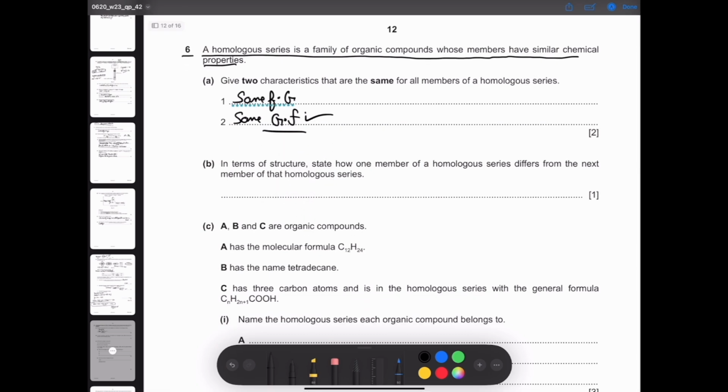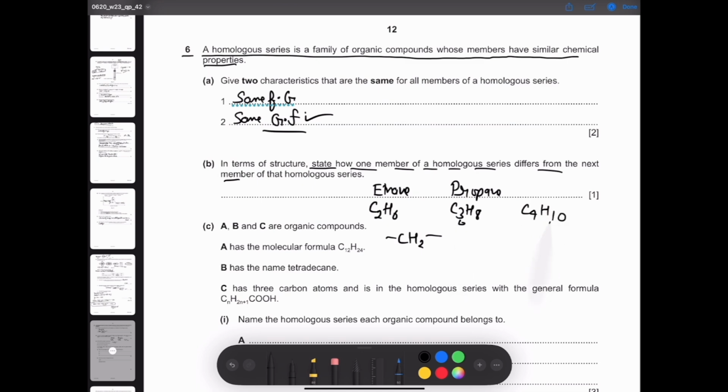Alright. In terms of structure, state how one member of homologous series differs from the next. See, let's take example of ethane and propane. Ethane is C2H6, propane is C3H8. What is the difference? There is a difference of carbon and two hydrogen atoms, right? Even if you look at butane, that will be C4H10. Again, what is the difference? One carbon and two hydrogen atoms. So they differ by CH2. This is what you have to mention.